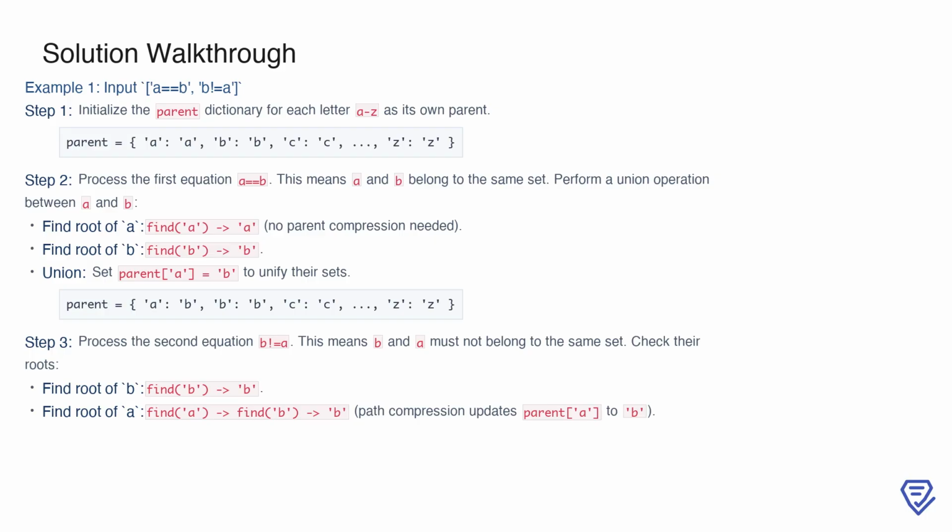Moving on to the second equation, B not equal to A, we need to check if B and A belong to different sets. We find the root of B, which is B, and the root of A, which, through path compression, is also B. Since both variables share the same root, the equation B not equal to A is contradictory because B and A cannot belong to the same set. Therefore, we return false in this case.